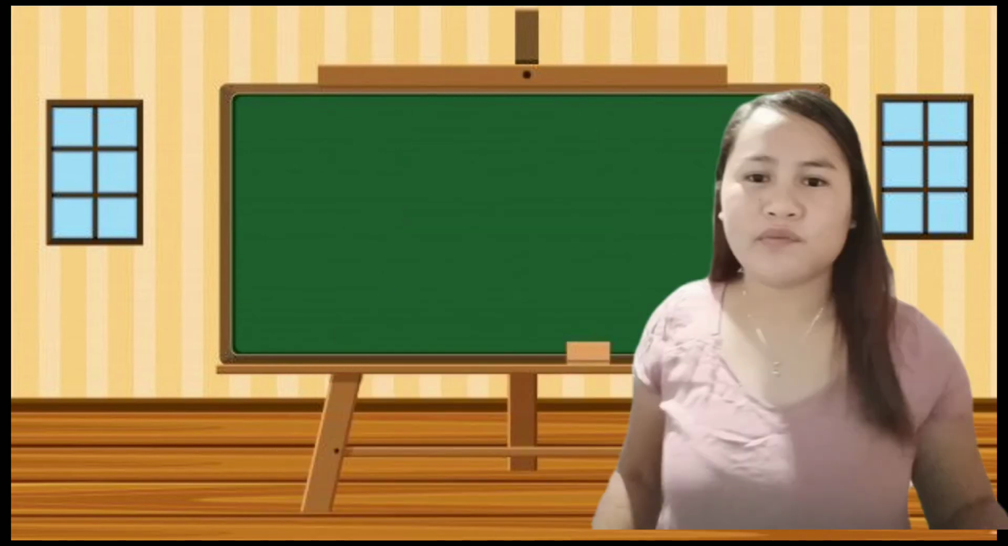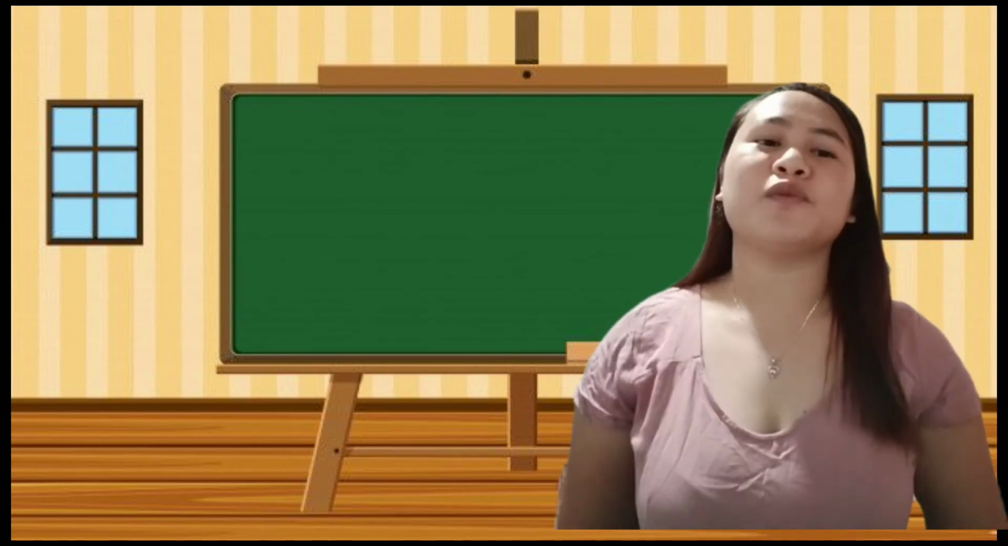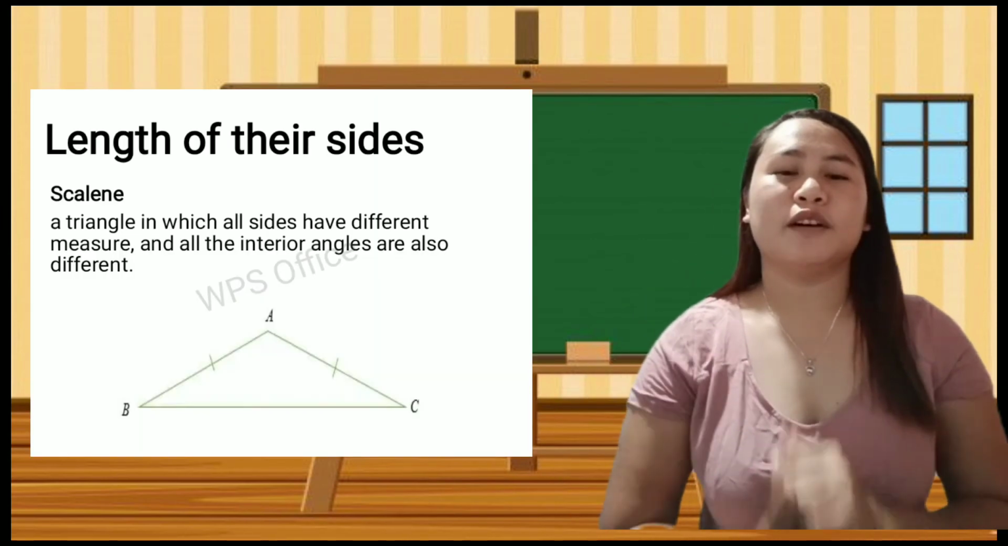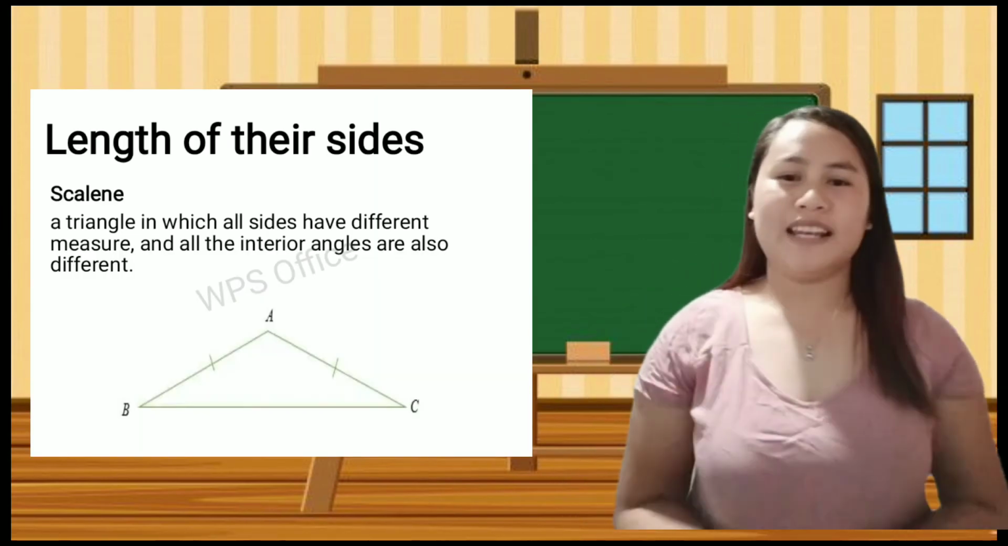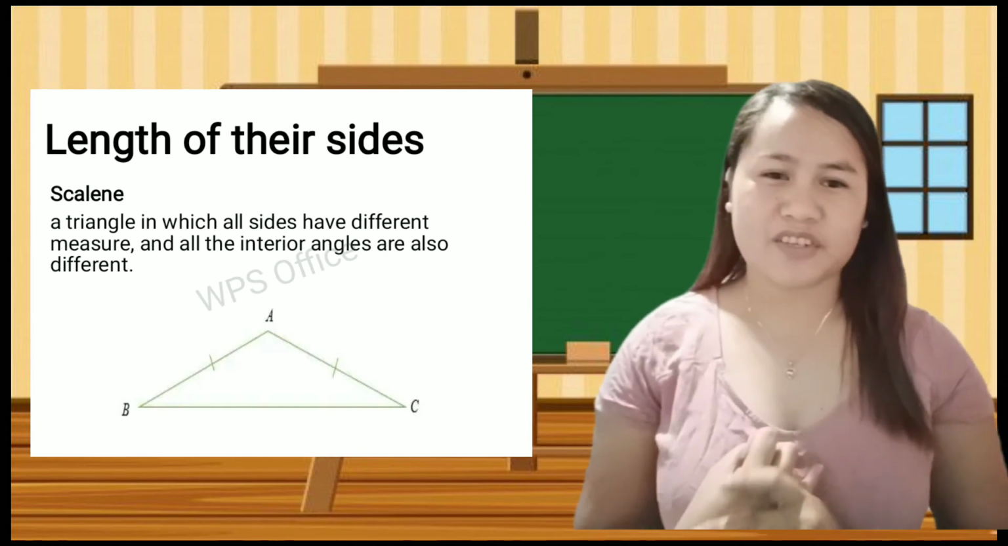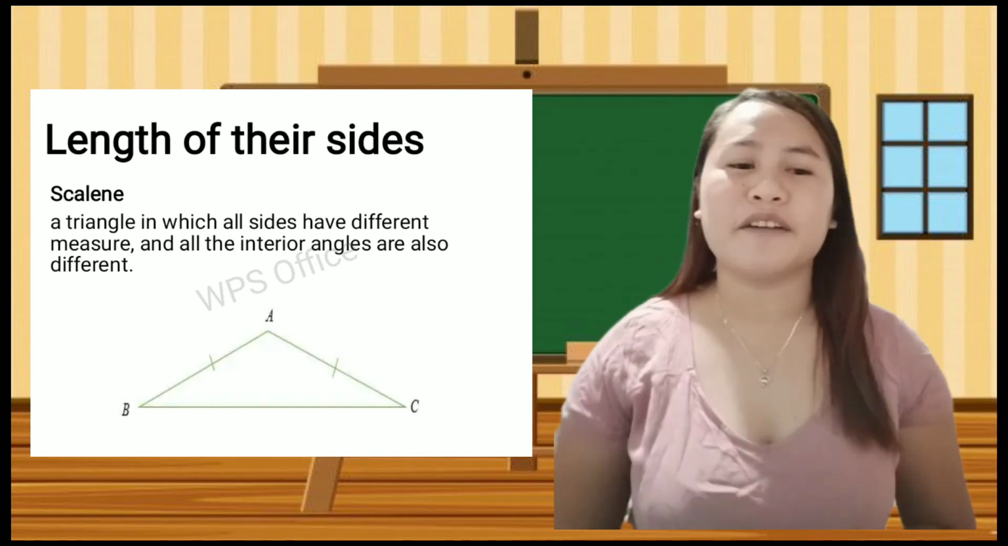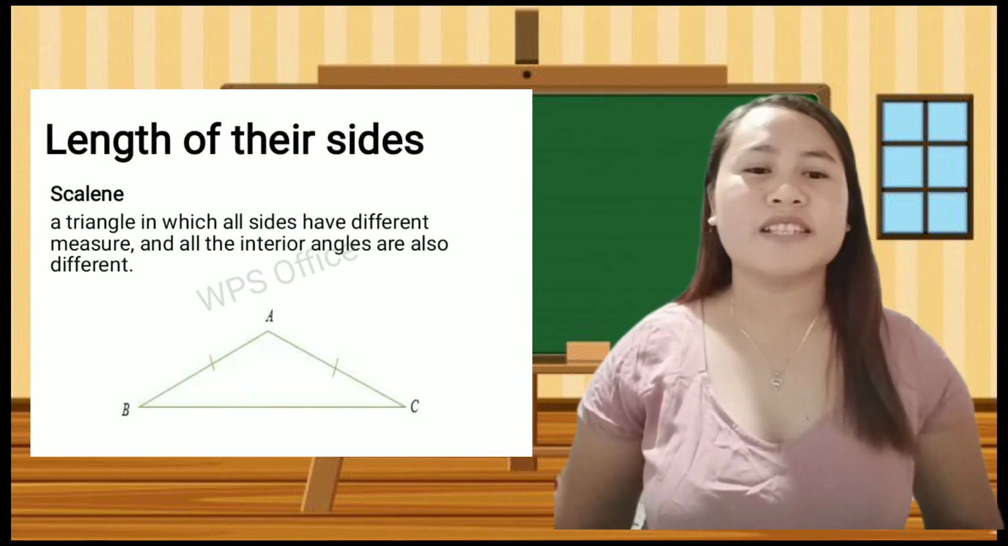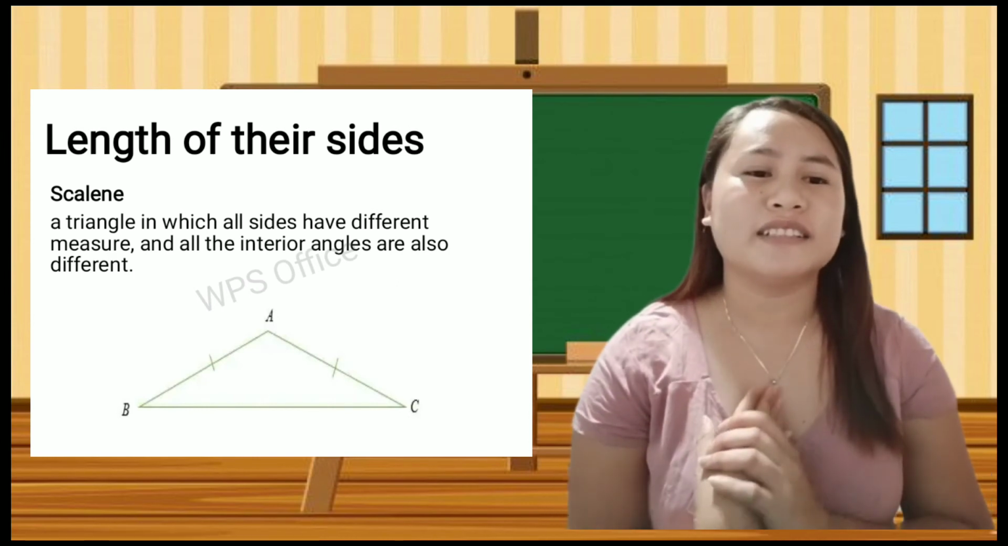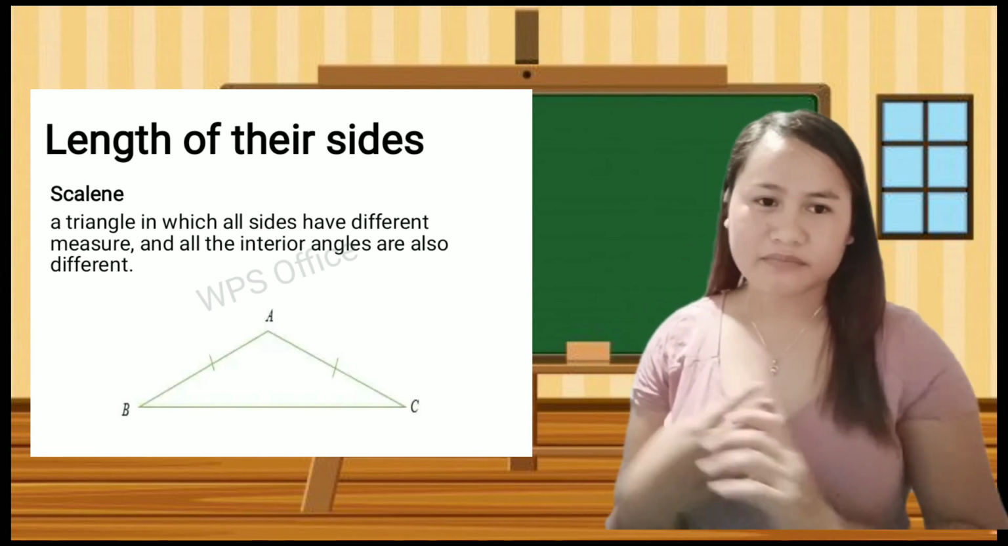let's move to classification of triangles according to the length of their sides. One of the classifications according to length of their sides is scalene. So scalene is a triangle in which all sides have different measures and all the interior angles are also different.